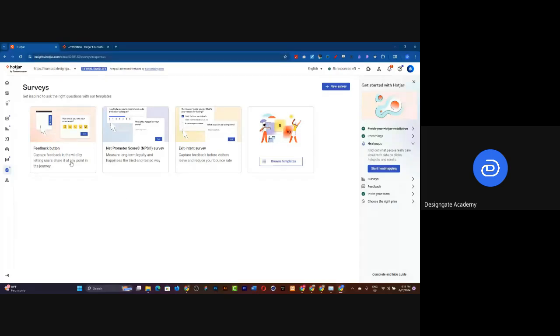In case you want to get feedback on how people are using your product, you can easily set up a feedback button. In case you want to conduct a net promoter score to measure your long-term loyalty, where you ask your people how likely they are to recommend your business to their friends and family, that is called an NPS survey, a net promoter score survey. Are you getting this? So you are able to run all these things directly on this app.